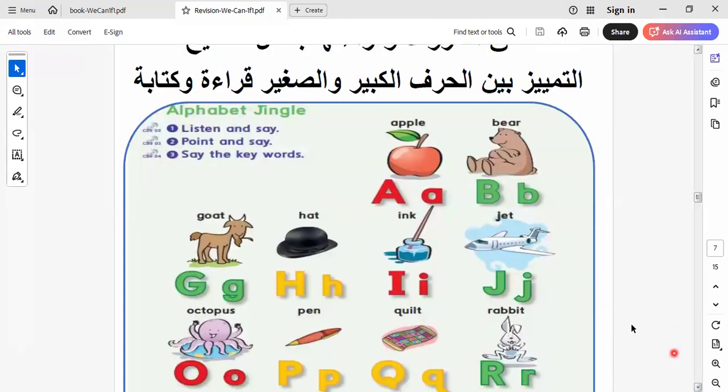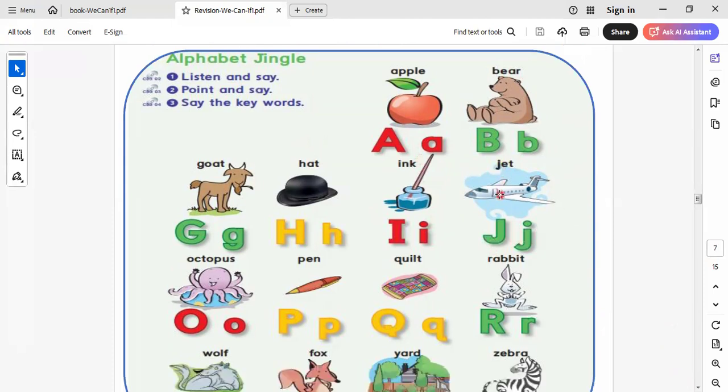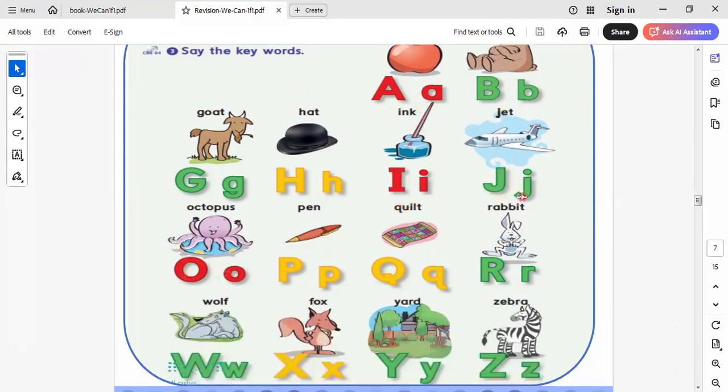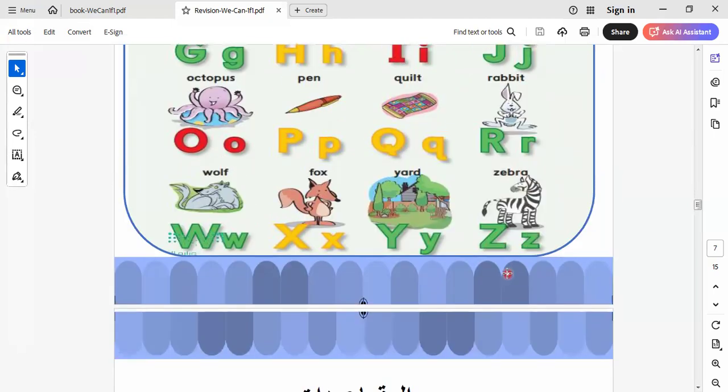Here we have the alphabet that we know. Let's learn it together. Capital A and small a for apple. Capital B and small b for pear. Capital G and small g for goat. Capital H and small h for hat. Capital I and small i for ink. Capital J and small j for jet. Capital O and small o for octopus, capital B and small b for bin, capital Q and small q for quilt, capital R and small r for rabbit, capital W and small w for wolf, capital X and small x for fox, capital Y and small y for yard, capital Z and small z for zebra.